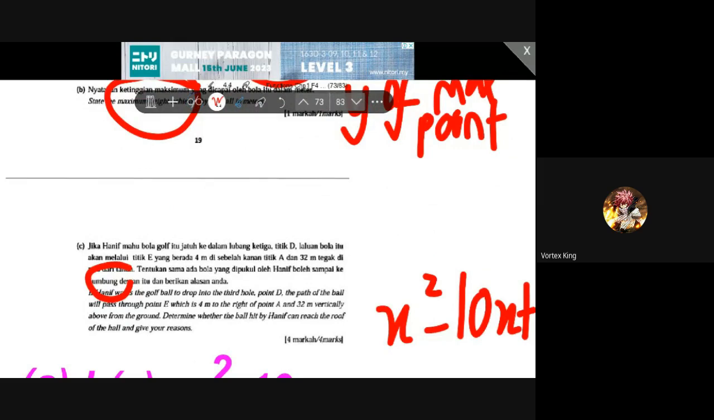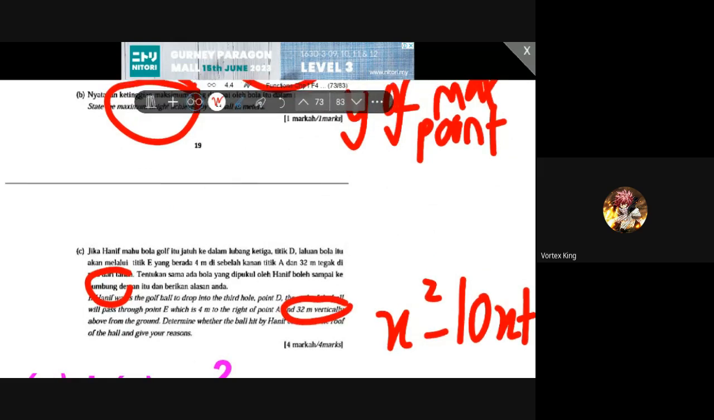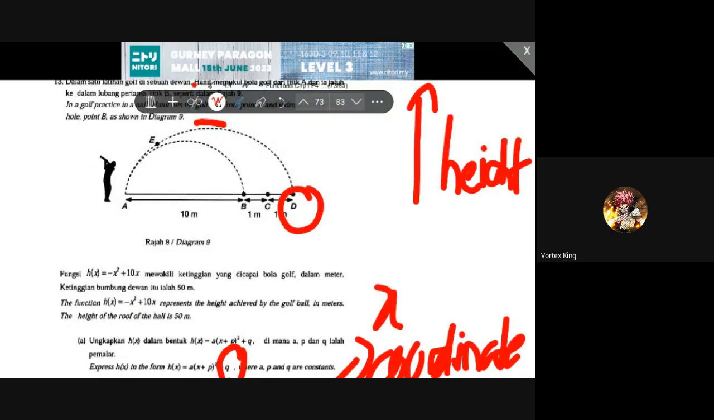Which is 4 meter to the right of point A, 32 meter vertically above the ground. Means indirectly, mereka kata 4 meter ke kanan, 32 meter ke atas. Can you tell me what is the coordinate now here? Apa koordinat tu sekarang? Kalau 4 meter ke kanan dan 32 meter ketinggian dia. Saya nak dalam bentuk koordinat. Coordinate form. What is the coordinate?